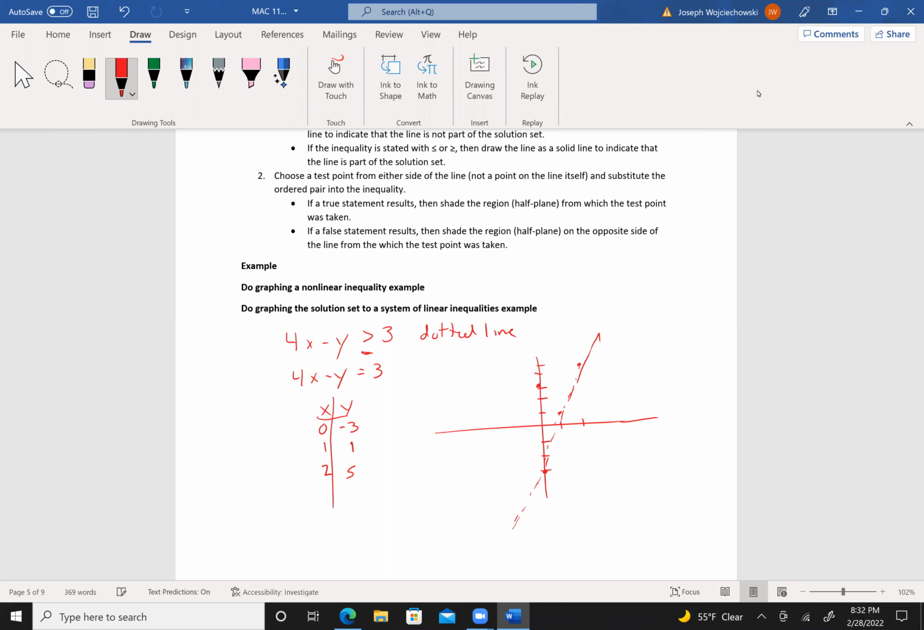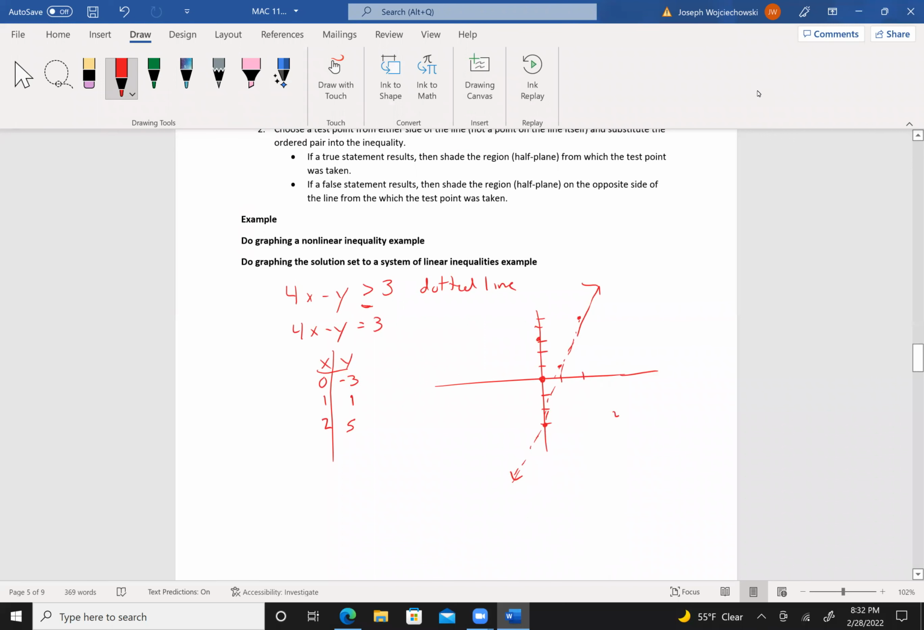It's almost straight. So now we need to find a test point. I like the origin because the math is easy. So if the origin is not on the line or not close to the line, just use it. So we have 4 times 0 minus 0. Is that greater than 3? Is 0 greater than 3? It is not. So that means we shade the opposite side. Okay. That wasn't too rough now, was it?